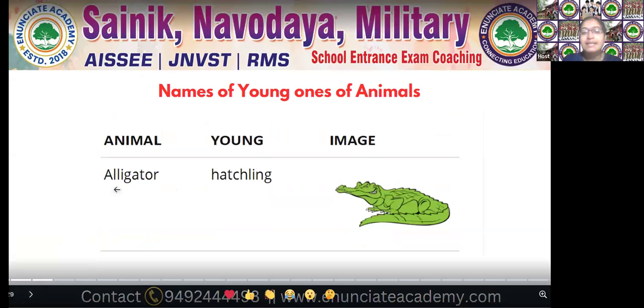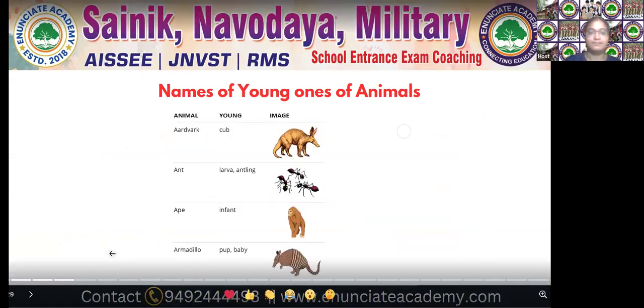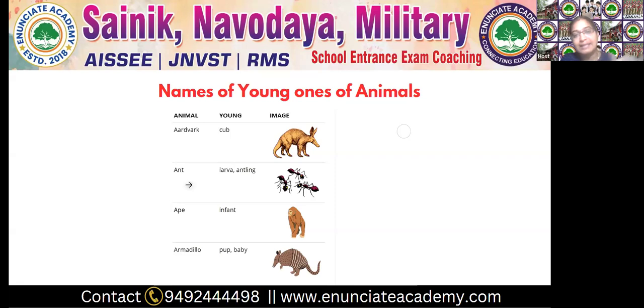And this is alligator. The young one of alligator is called a hatchling. Another one is aardvark. The young one of aardvark is called a cub, and the young one of ant is called larva or antling. Sometimes we call it larva, sometimes antling.